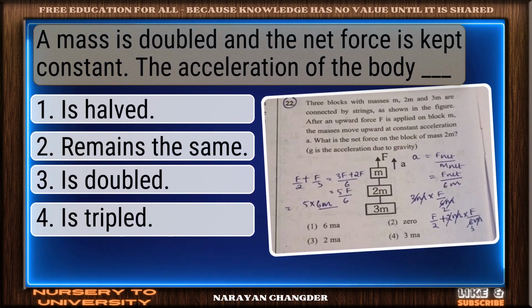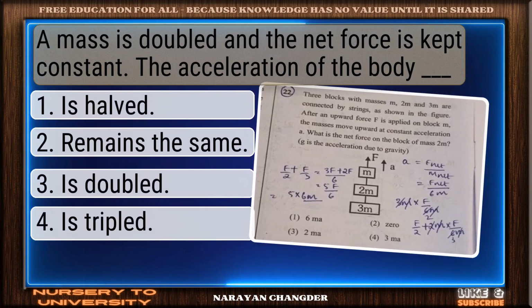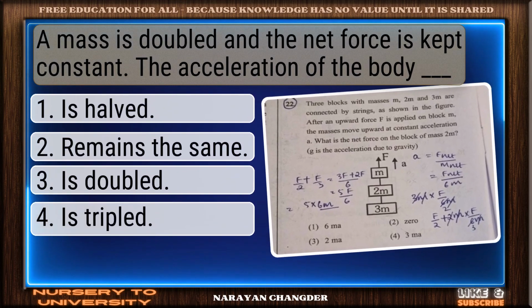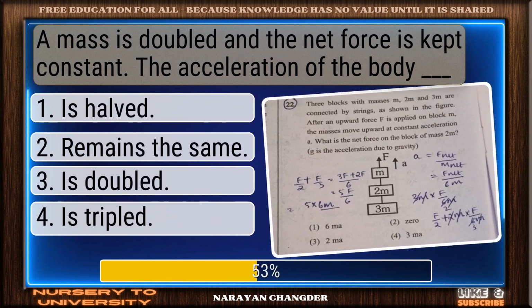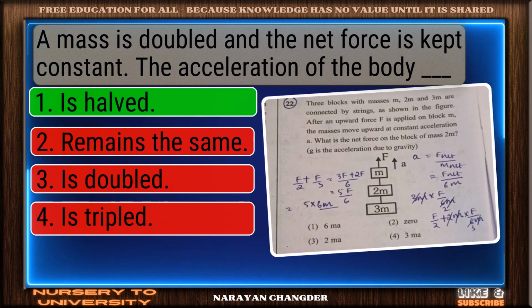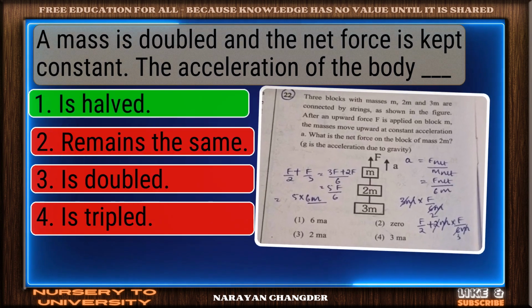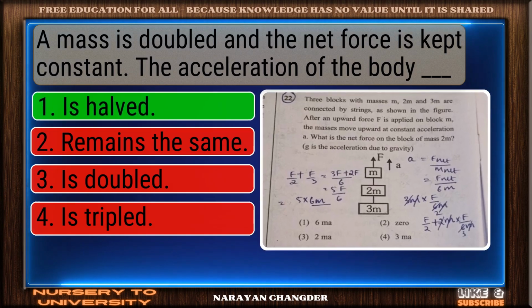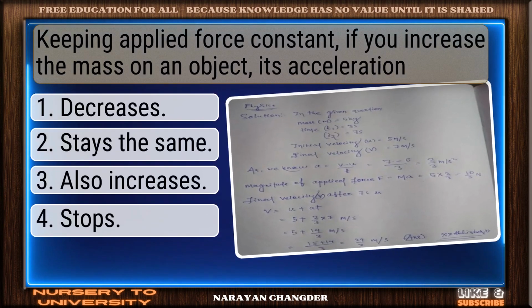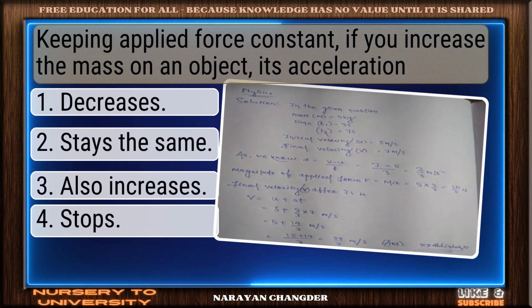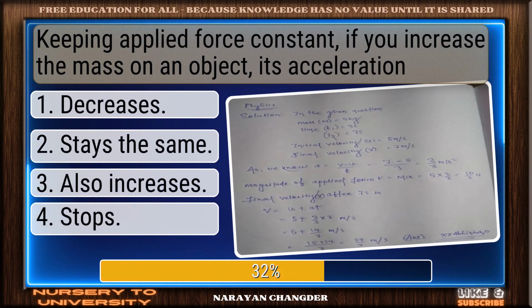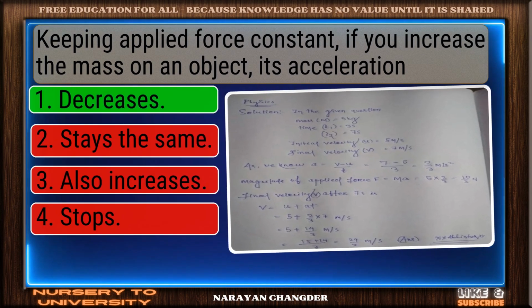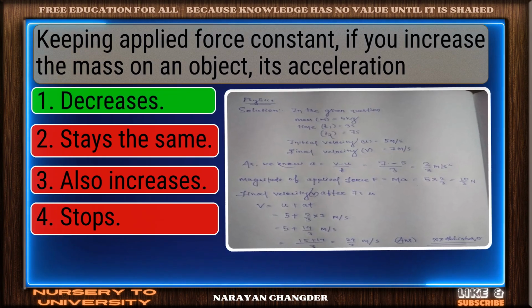Question number 109. A mass is doubled and the net force is kept constant. The acceleration of the body dash. Well reasoned. Is halved is the correct choice. Question number 110. Keeping applied force constant, if you increase the mass of an object, its acceleration. Bravo. Decreases is the answer.